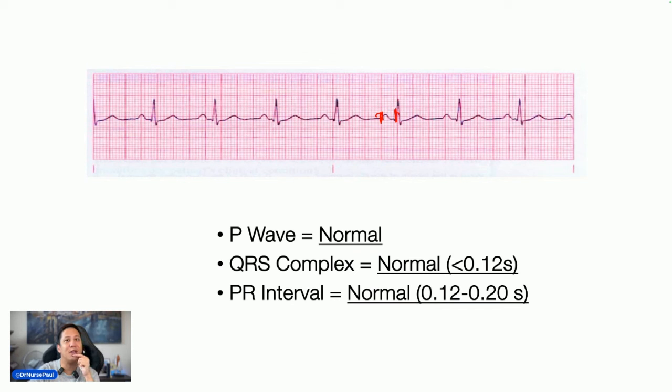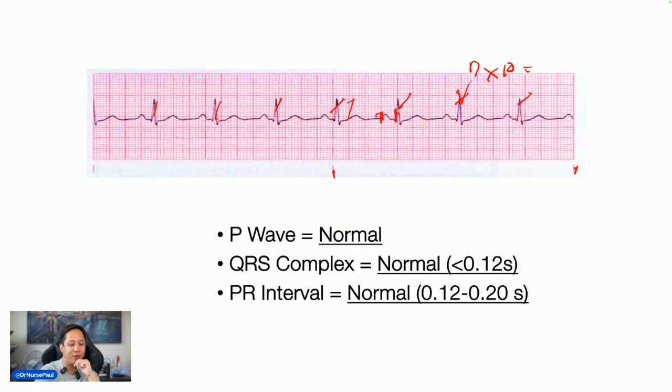The rate. Can anyone count the rate for me? This is a 6-second strip. As you see, every line is 3 seconds. How many R's did you see? How many R waves? 1, 2, 3, 4, 5, 6, 7 times 10. What's the rate? 70. Agree? Yes? Okay, is that normal? The ventricles are 70.